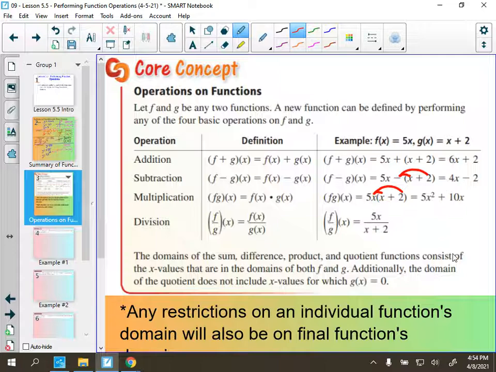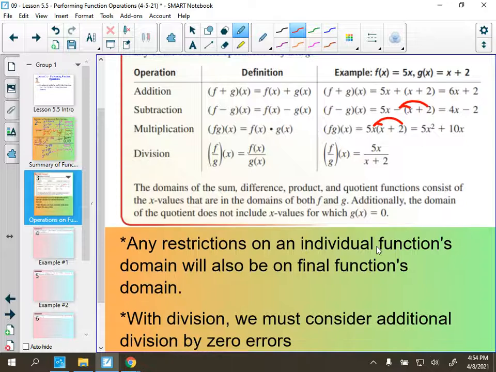So that's the performing operations part of it. The second part of the lesson is what's going on with the domains. Okay, so this is how the book says it. The domains of sum, difference, product, and quotient consist of the x values in the domains of both f and g. Additionally, the domain of the quotient does not include x values for which g of x equals 0.